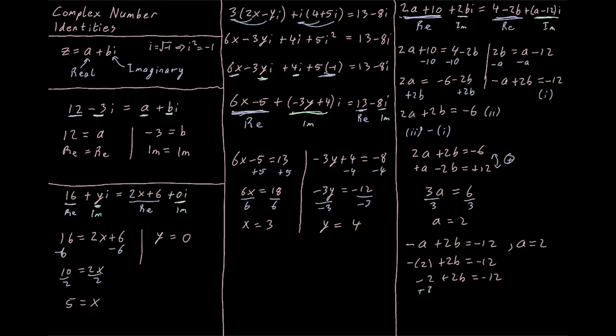Add 2 to both sides. I'm just getting b now. I'm just solving an equation with only one unknown in it. 2b is equal to minus 10. Divide both sides by 2. And b is equal to minus 5. So in that way I can find my missing letters using the tools of algebra, the tools of simultaneous equations. So that's how I can equate the real parts to the real parts and the imaginary parts to the imaginary parts with complex numbers. And that is what we need for now.